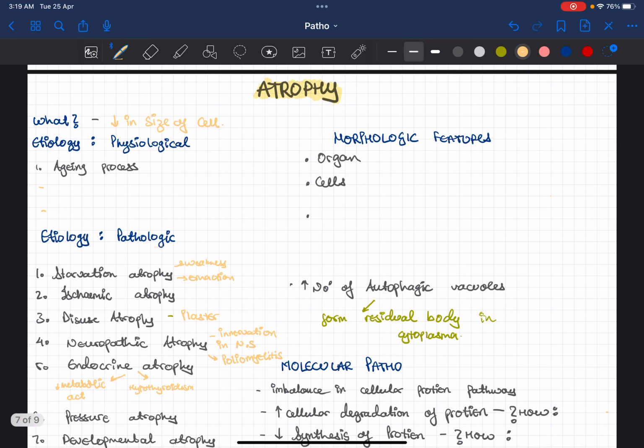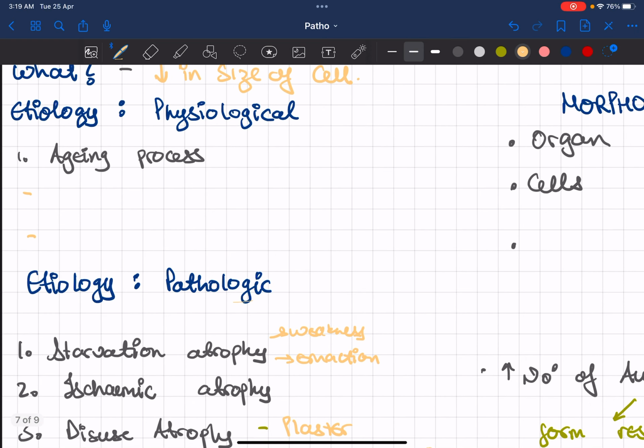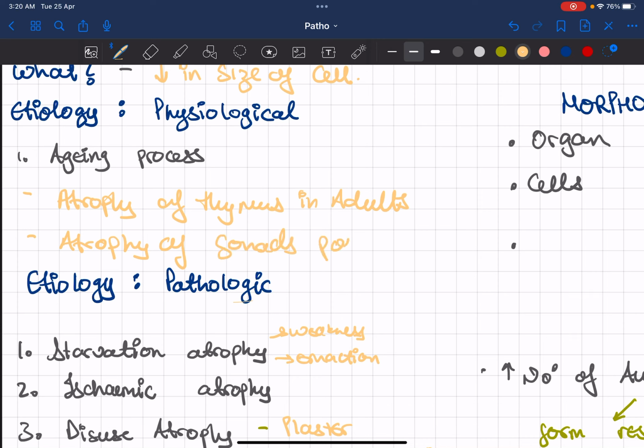What is atrophy? Like we said, it is decrease in size of cell. Physiologic cause of atrophy is aging process. The most common example of it is atrophy of thymus in adults. And another common example is atrophy of gonads in females post-menopause.